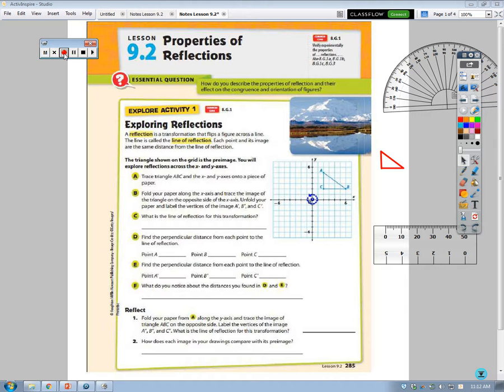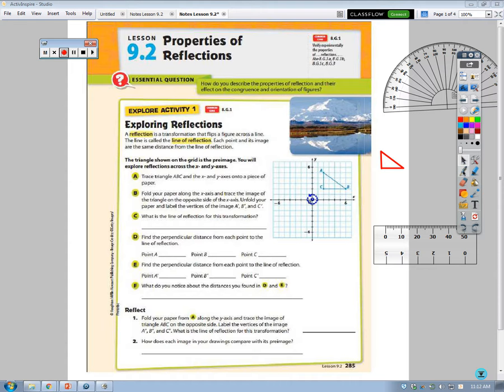The way that I do this today, because I'm working on Promethean, is going to look a little bit different than the way you might do this on paper, but the process is the same. All right, so let's go ahead and take a look at our essential question. How do you describe the properties of reflections and their effects on congruence and orientation?